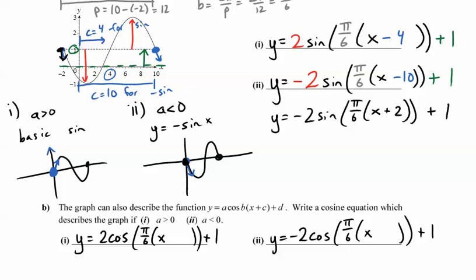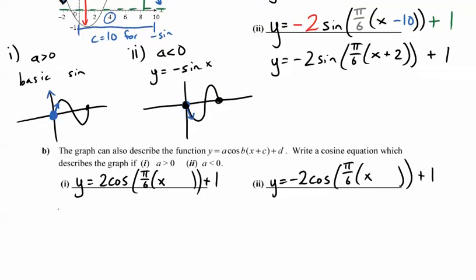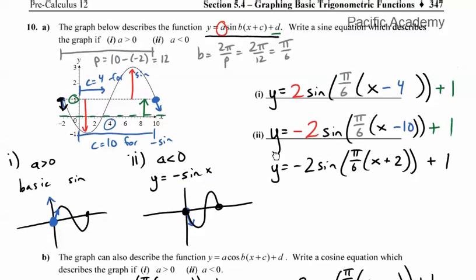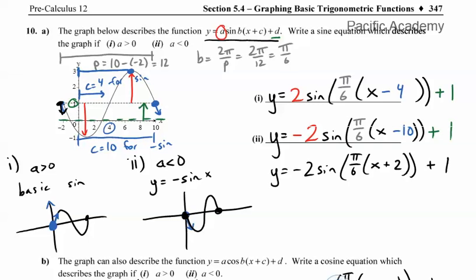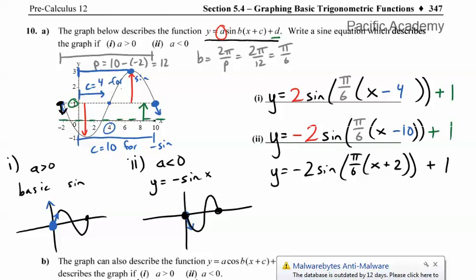Okay, so now all I have to do is compare it to the basic cosine graph. So the basic cosine starts on the top, ends on the top. So I want to know how far did the top point move away from the y-axis. There's the top point. That top point moved away halfway between 4 and 10. So 7. Right at 7.